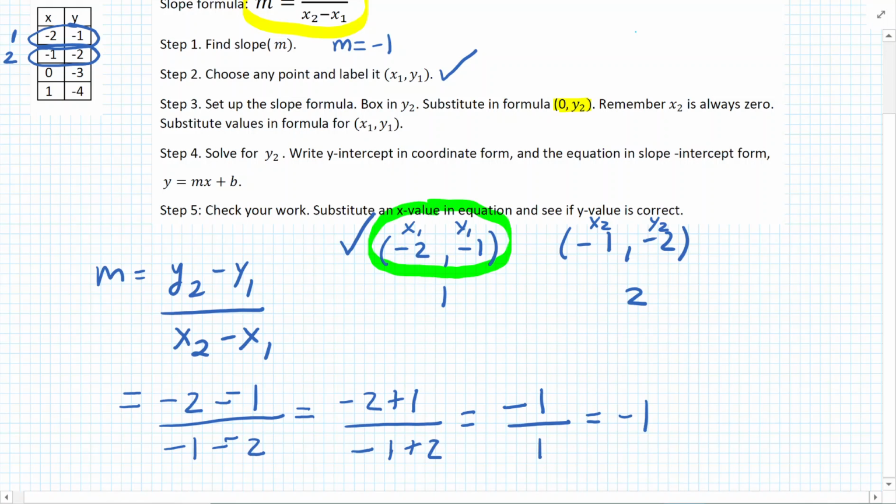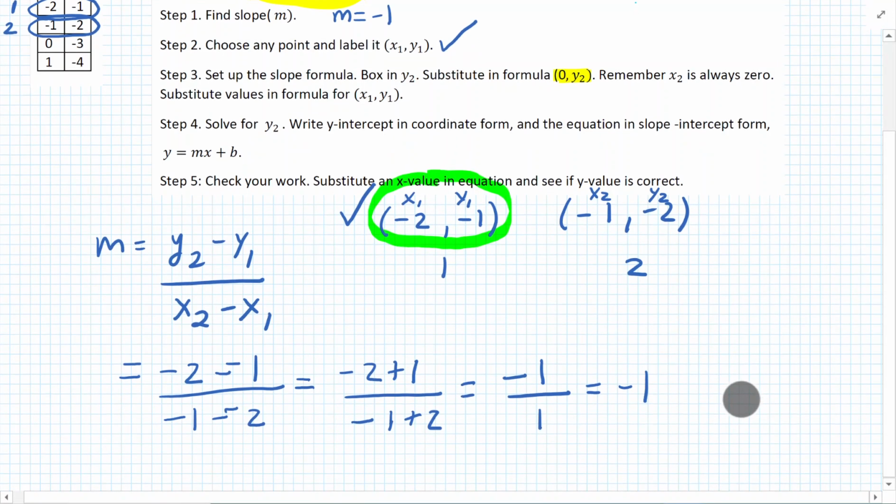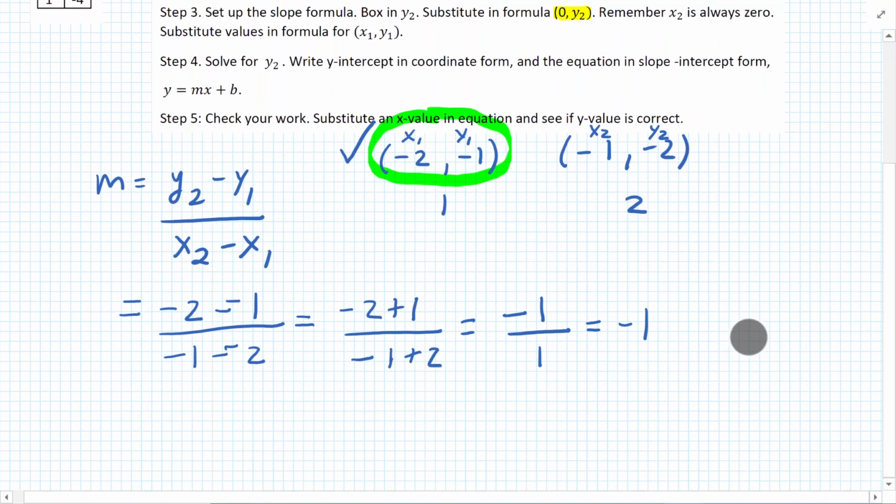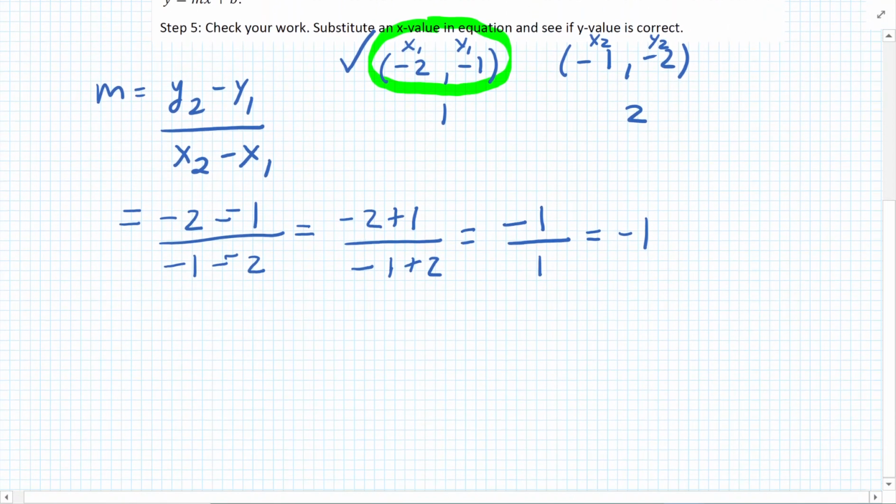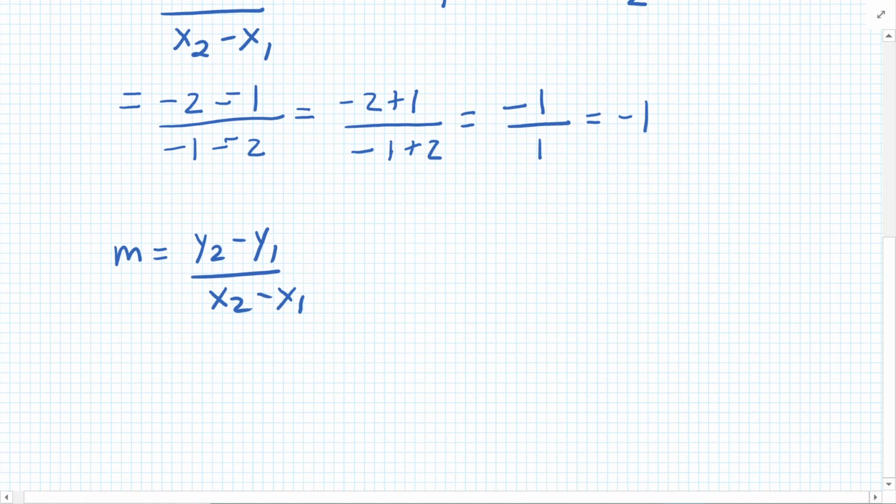Now we're going to set up the slope formula and substitute in the values. There we go. We found our slope. That was negative 1. So let's rewrite this so you see what we're doing. We're going to rewrite it y2 minus y1 over x2 minus x1. However, this time we're going to substitute in for m our slope value of -1.